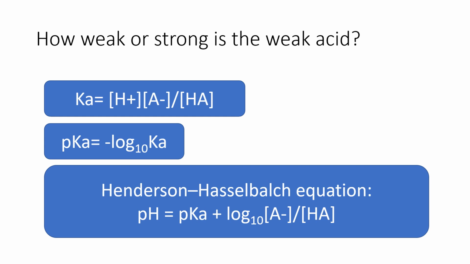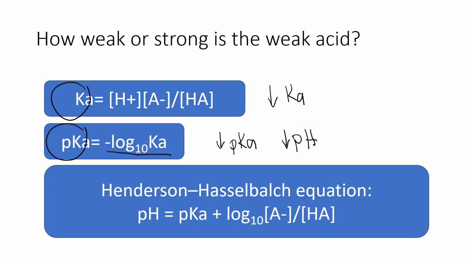Now, not all weak acids are the same. Some are stronger than others, and this can be measured using the acidity constant Ka. But we can modify this to pKa using the same formula, just like our pH, negative log Ka. And just like our pH, the lower the pKa, the lower the pH. So unlike when you use Ka, the lower the Ka, the higher the pH.